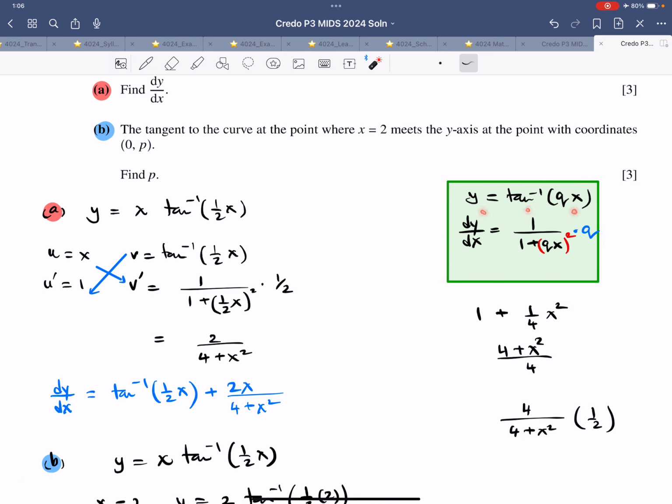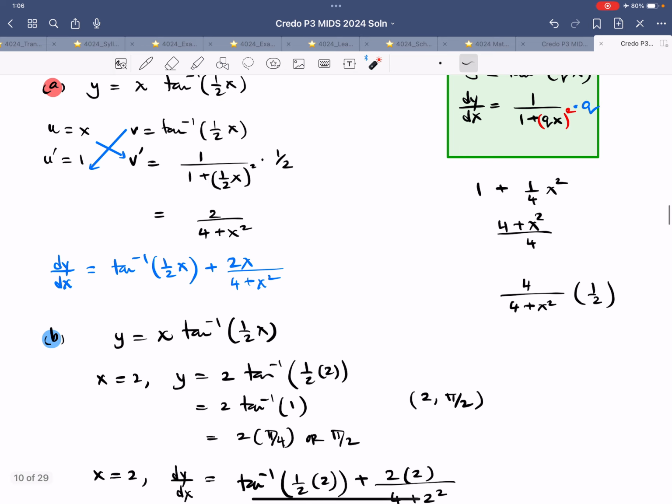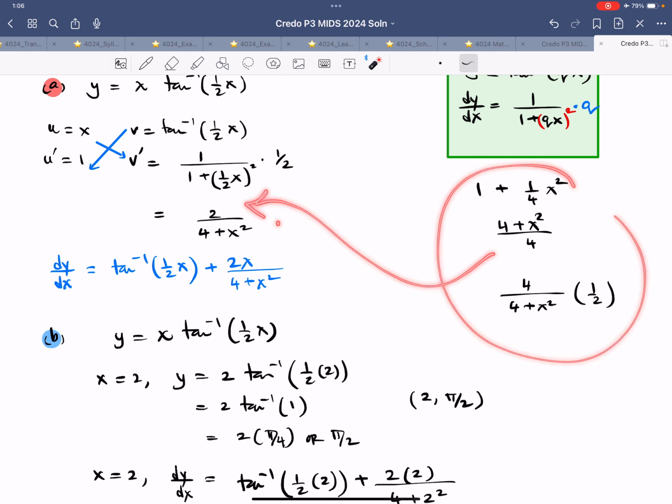Tan inverse of qx, the derivative is 1 over 1 plus this whole thing square. Don't forget to multiply by the derivative of the bracket. Y is equal to tan inverse x into tan inverse half x. When we differentiate tan inverse half x, 1 is there over 1 plus this half x, the whole thing square, into half. This is the simplification that I've done and I've written it over here.